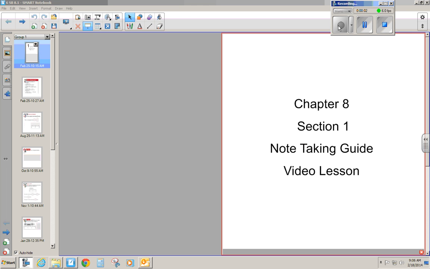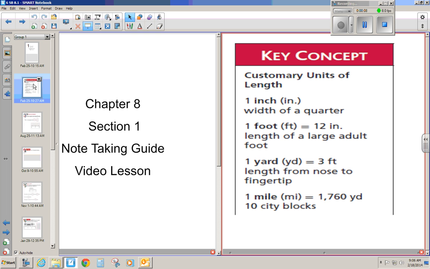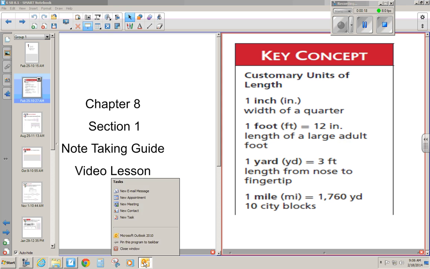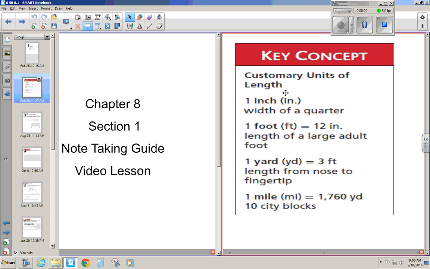Welcome to Chapter 8, Section 1, Lengths in Customary Systems. All right, first off, this is a key concept. Key concept gives us some of the customary units. To begin with, one of the first customary units is an inch.